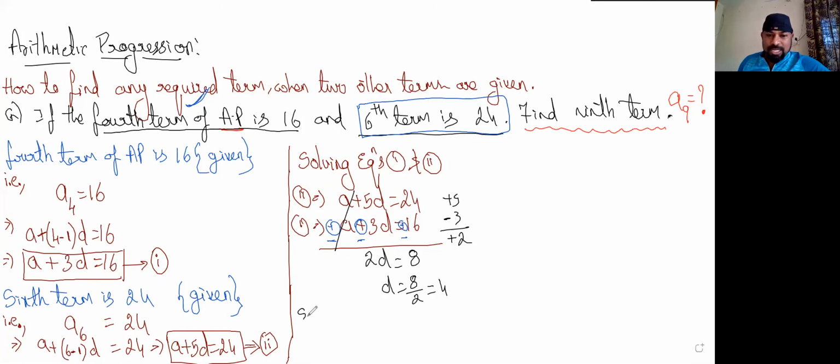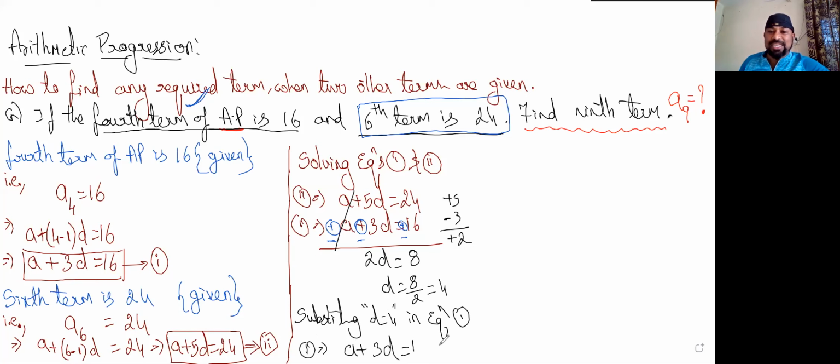So what we are doing is substituting D is equal to 4 in equation 1. Whichever equation we think is simple, let us substitute in that one. What is the first equation? The first equation is A plus 3D is equal to 16.